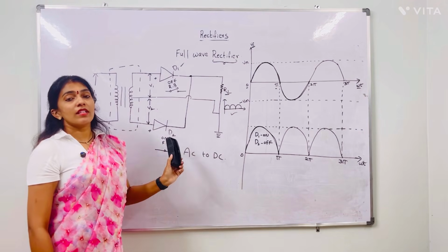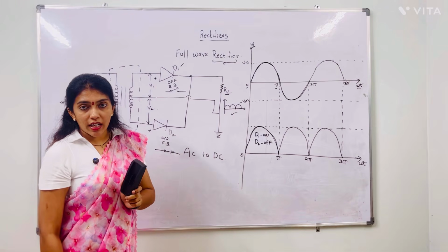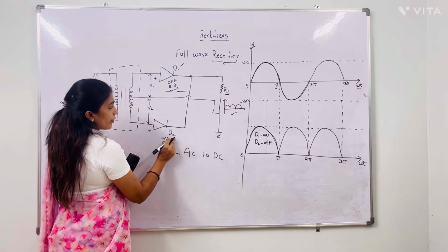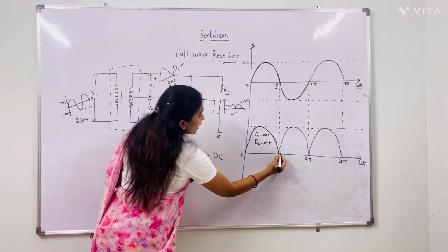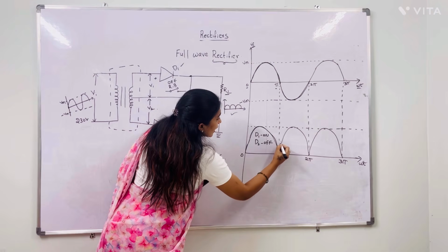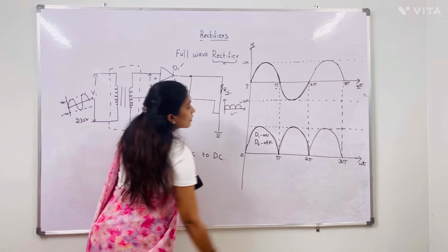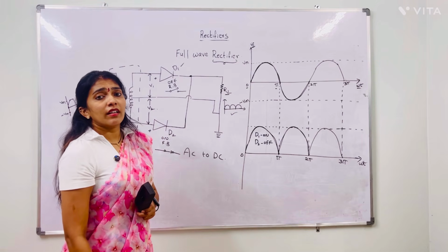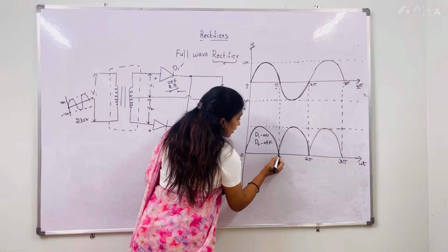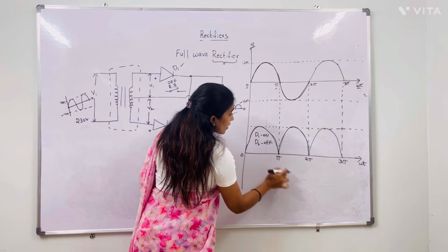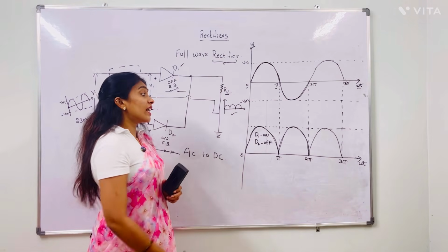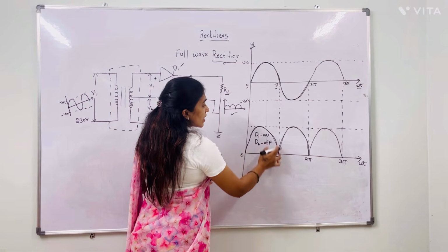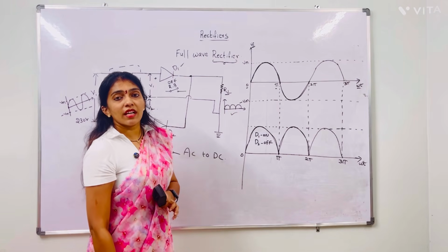From these two diodes, even if one diode is in on condition, then we can get the output. So we got the output from D2 now, and the output is from pi to 2 pi. We are getting it like this. Why did we get the output again on the positive side? We expected the output to be on the negative side, right? Why are we getting it on the positive side? Because the first output is on the positive side.